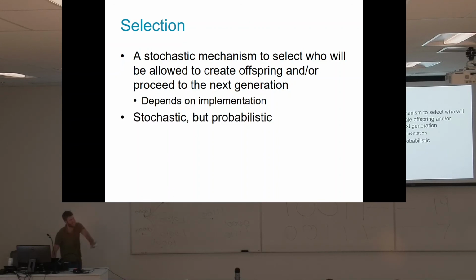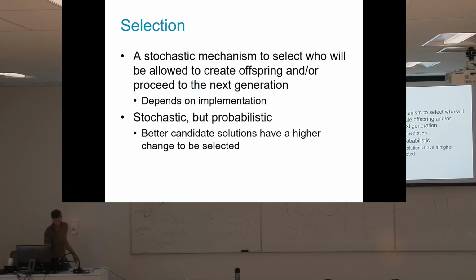Stochastic, but still probabilistic, in the sense that we do have some sort of pressure to select those that are relatively good. We don't always want to select the worst candidate solutions and have them go to the next generation, because that's probably not going to be very helpful. But it's also not good to always pick the best ones, because if you do, that might just destroy diversity real quickly. And we might have what we call premature convergence, and no one likes that.